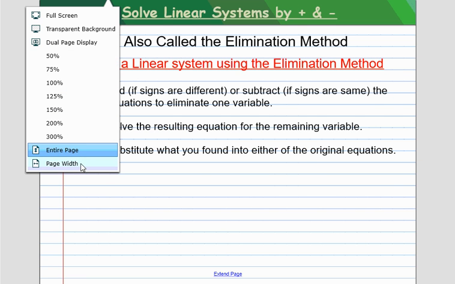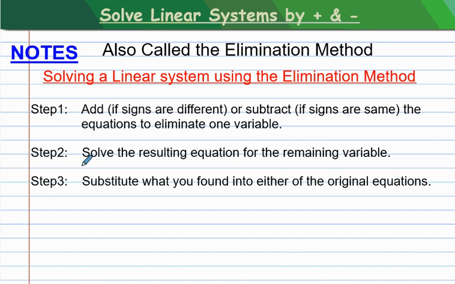The first step that we did was we added or subtracted to eliminate one of the variables. When do we add? We'll add if the signs are opposite or different, meaning one's positive, one's negative. We will subtract if the signs are the same. That means both positive or both negative. Step 2 is, once you've eliminated one of the variables, you solve for the variable that remains.